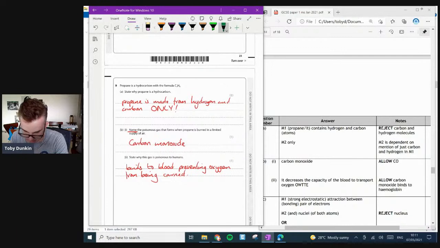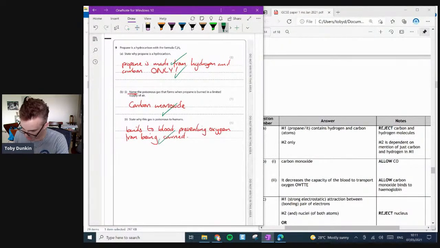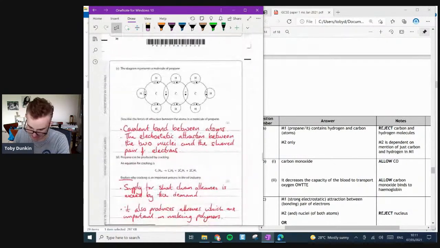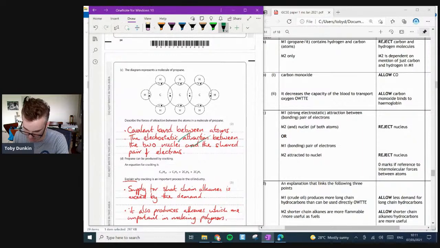Propane is made from carbon and hydrogen only. Carbon monoxide decreases its ability, decreases capacity. I shouldn't say prevents. It does though, but covalent bonds, electrostatic attraction between the nucleus and the shared pair of electrons.